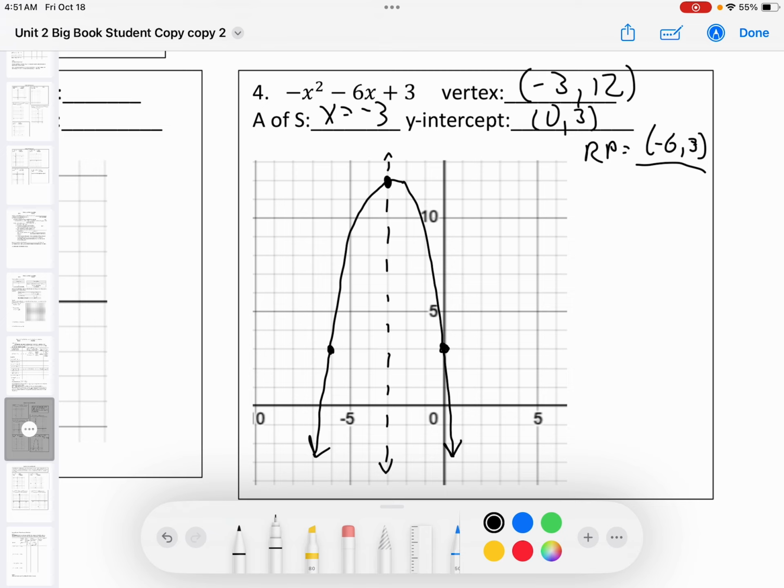The only other piece of information that we need is, this is something that I've seen several people miss, we were asked to label whether this point is a minimum or a maximum. In this case, it is a maximum. But if you were to have a graph that looked like this instead, then this point would be a minimum. So make sure you're labeling whether the vertex is a maximum or a minimum.